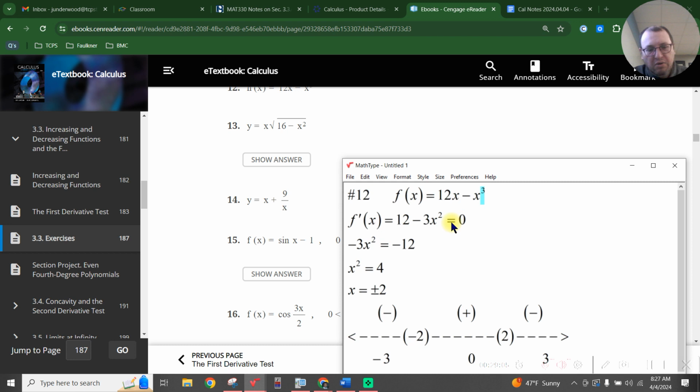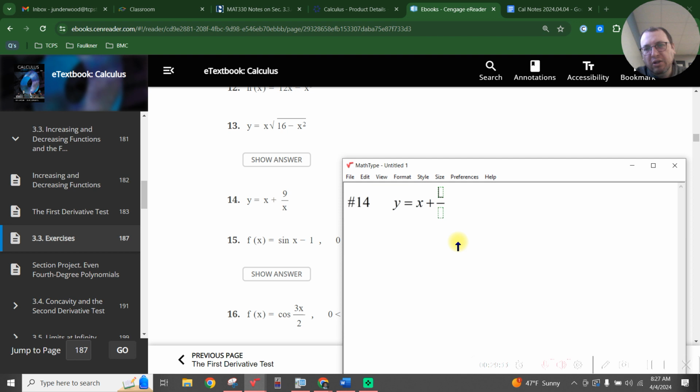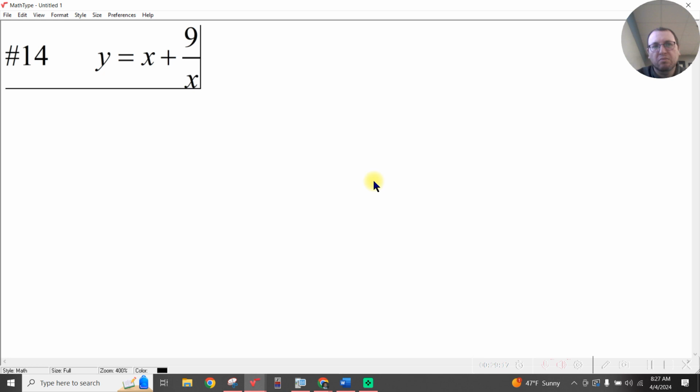All right, so now we're going to do number 14. y equals x plus 9 over x. And again, we're looking for increasing and decreasing, okay? And again, we're going to find critical points, because critical points are at least places we want to check.